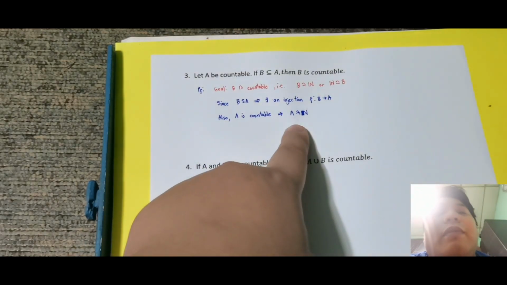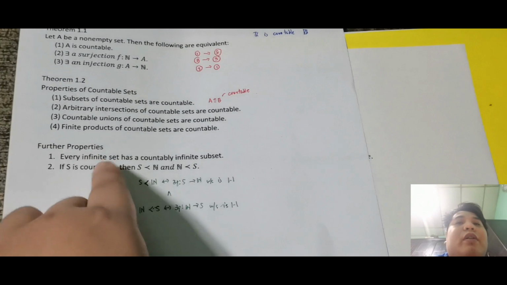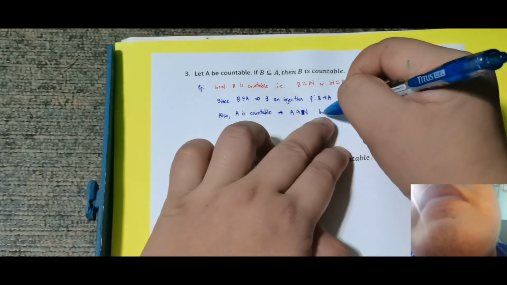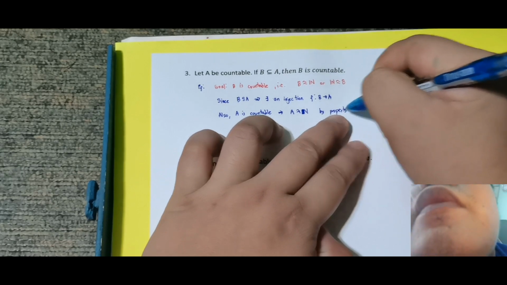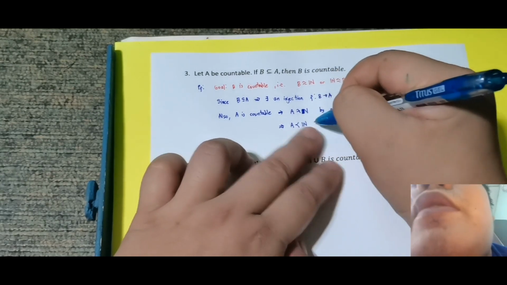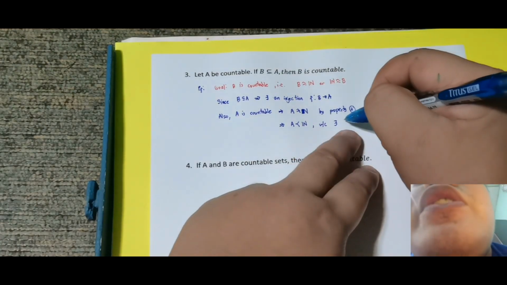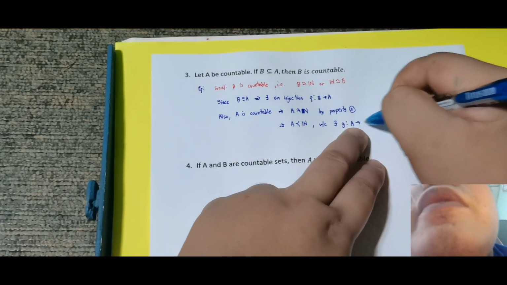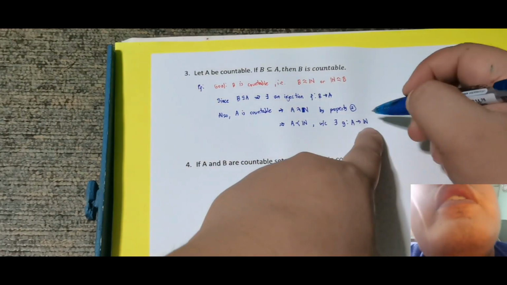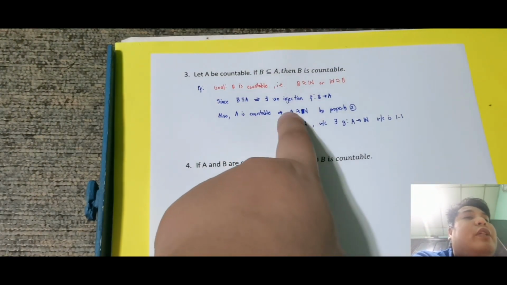What does this mean? By property number 2, when A is countable, I can say either of the two. So by property number 2, we can say that A is less than or equal to the natural numbers, which means there exists a function, let's say G, mapping from A going to the natural numbers, which is one to one. I just picked one by property number 2, since they are numerically equivalent.